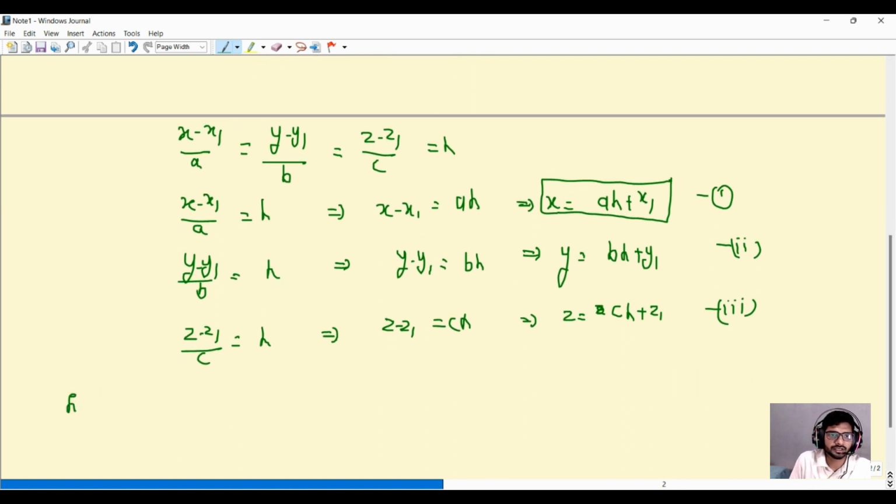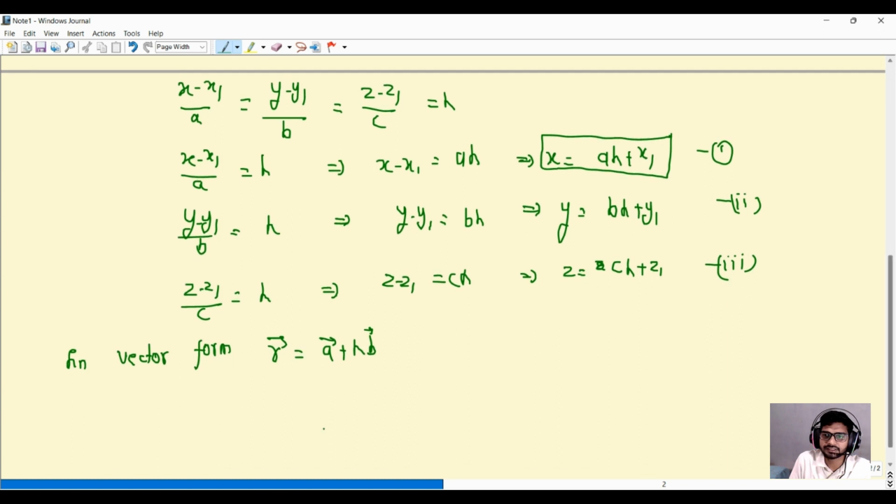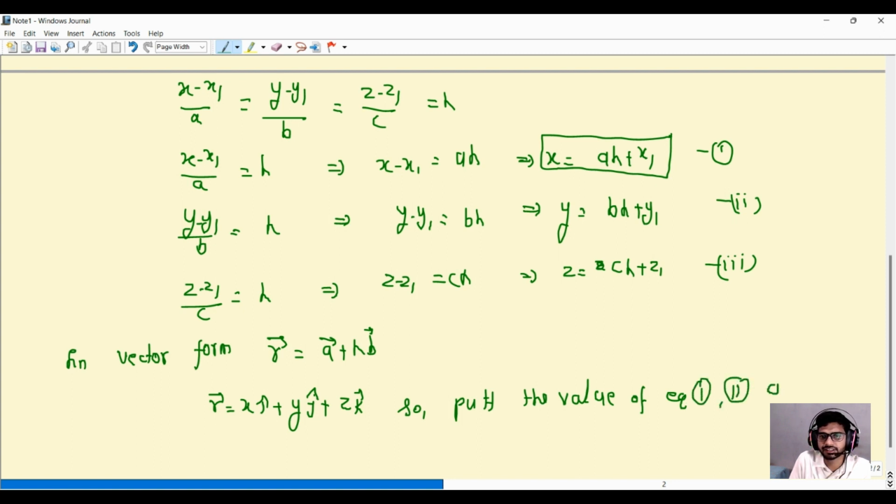Now, what is the equation in vector form? In vector form, r equals a plus lambda b, where r is given by xi plus yj plus zk. So put the values of the first, second, and third equations in the given r equation.